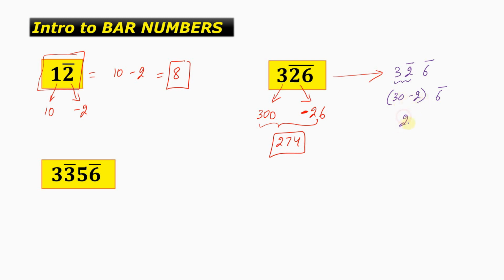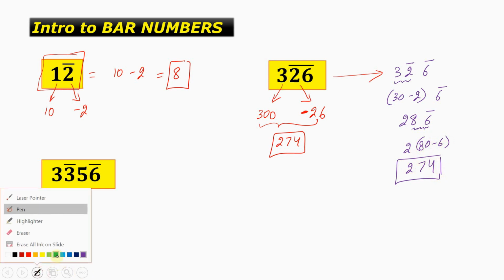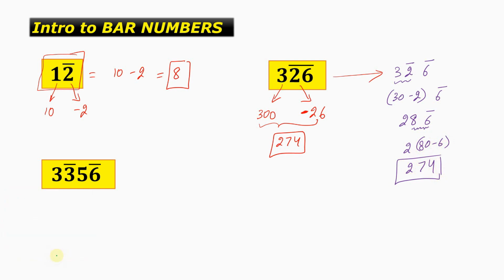What is 30 minus 2? 28. 28, 6 bar. Now you solve 8, 6 bar. So this is 80 minus 6. Now this is 274. Please note that all these steps have to be done mentally. Okay, I am just showing you these couple of steps so as to tell you the exact manner in which this question is to be solved.